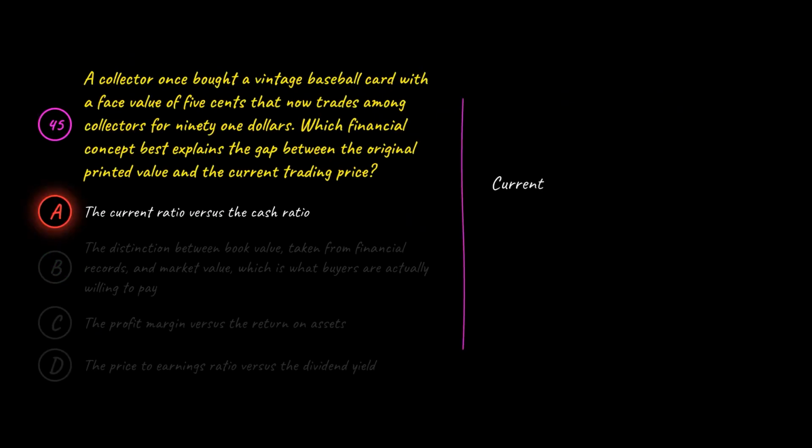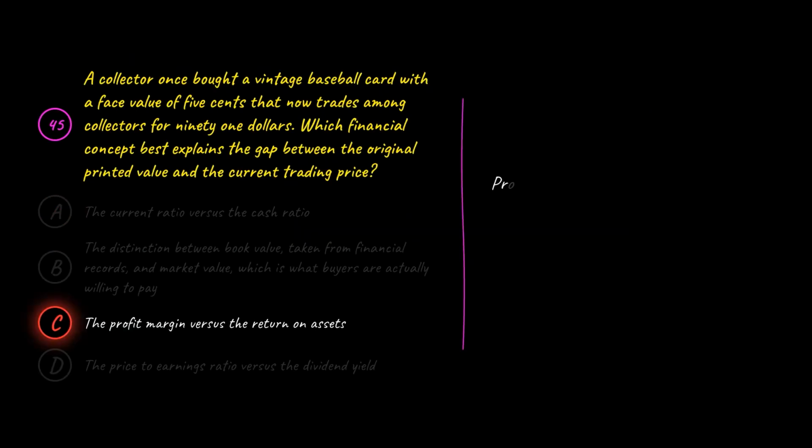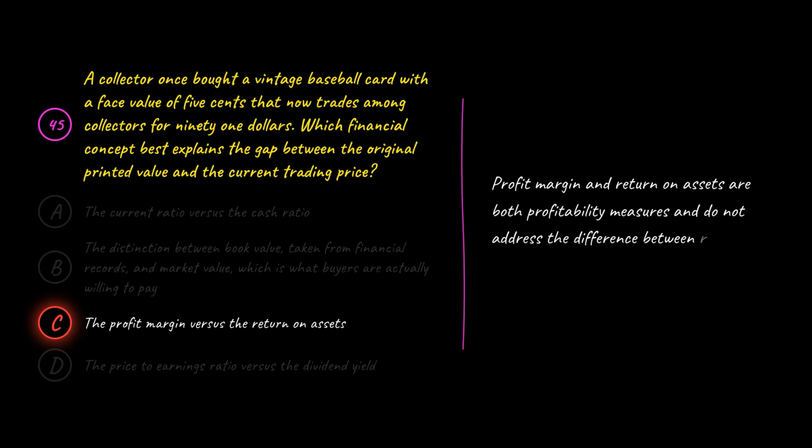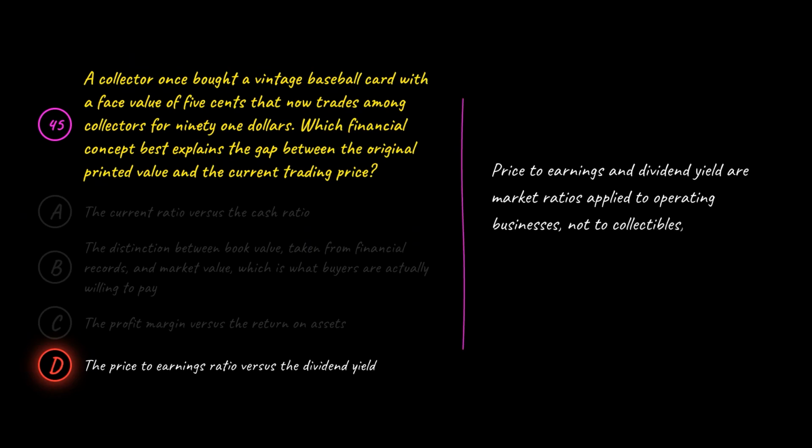A is wrong because current ratio and cash ratio are both liquidity measures and do not explain the gap between printed face value and trading price. C is wrong because profit margin and return on assets are both profitability measures and do not address the difference between recorded book values and traded market prices. D is wrong because price to earnings and dividend yield are market ratios applied to operating businesses, not to collectibles, and they do not explain the book versus market value distinction itself.